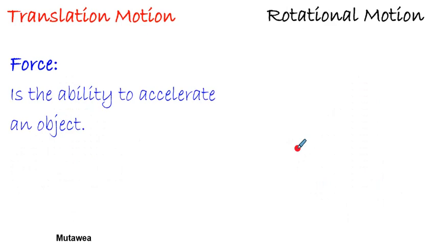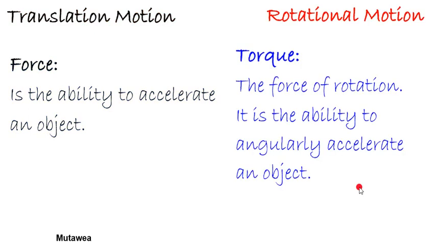Also, we need to remember what force is. Force is the ability to accelerate an object. To accelerate an object means to change its velocity. On the other hand, torque is the force of rotation, which means it's the ability to angularly accelerate an object, to give an object an angular acceleration, which means changing its angular velocity.